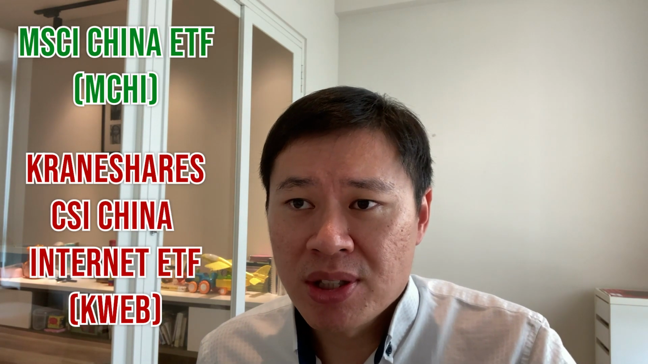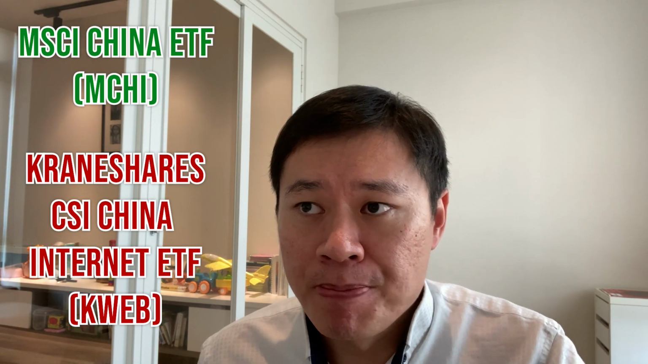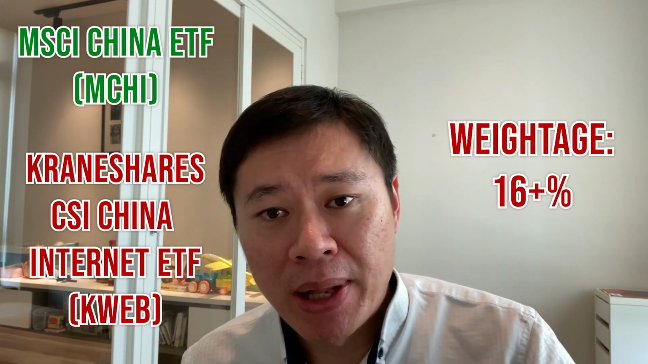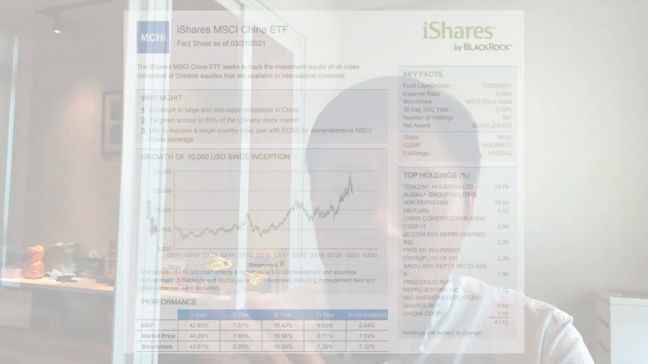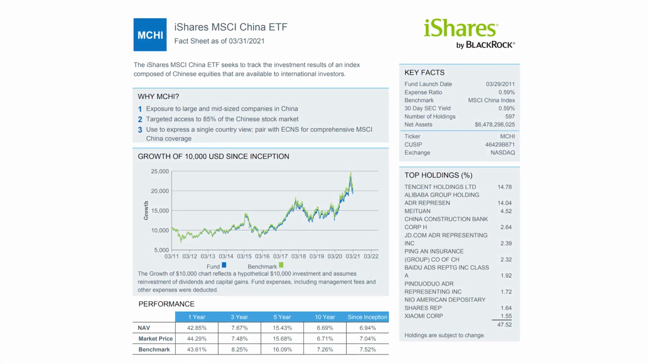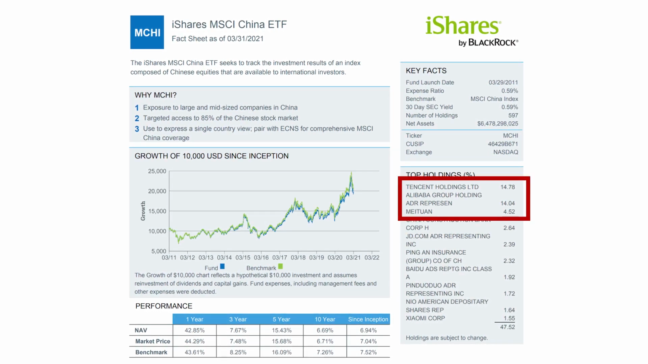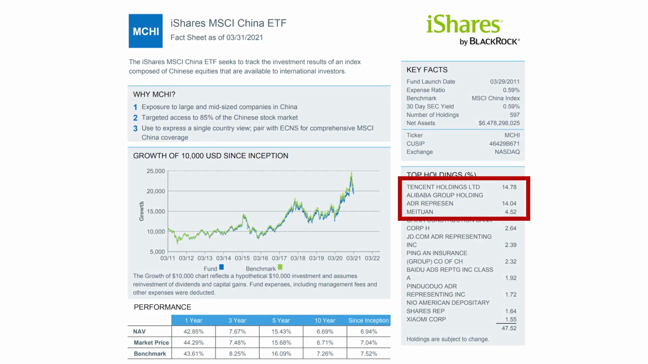Now, the next part of what this portfolio can be analyzed for is that they've actually introduced China through ETFs, two ETFs: MSCI China ETF with the ticker MCHI, as well as Krane Shares CSI China Internet ETF, KWEB. Weightage of these two is 16+%. And let me pull out for you to quickly see what is represented in these two ETFs. In MSCI China ETF, that's MCHI, you realize that Tencent Holding is the biggest, correct? Alibaba second, Meituan is third.